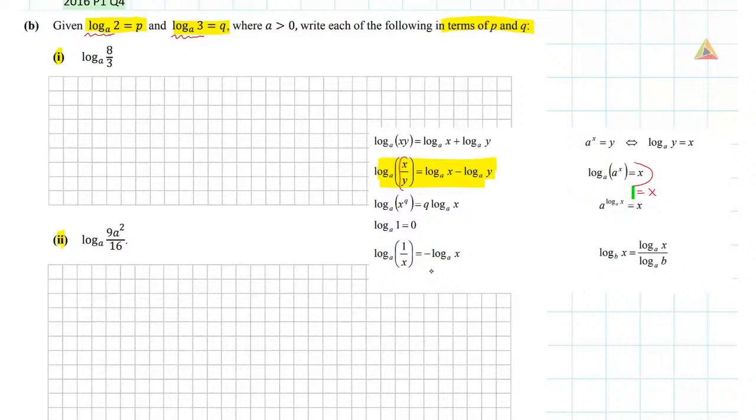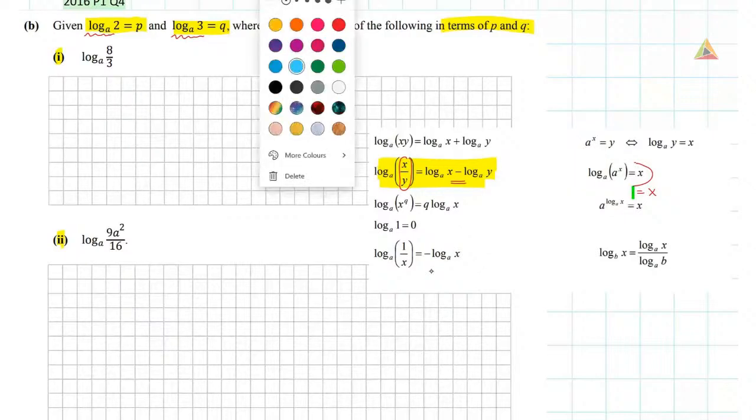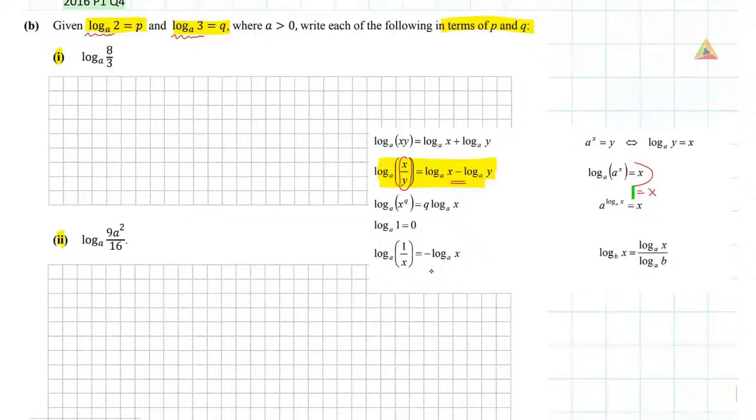Why? Well, because it has a fraction in it. And it tells me that if I have a fraction, I change it to 2 logs subtracted. So that's exactly what I'm going to do in the first part here. I'm going to change this to log to the base a of 8 minus log to the base a of 3. Why? Because the second law told me that that's absolutely fine to do.